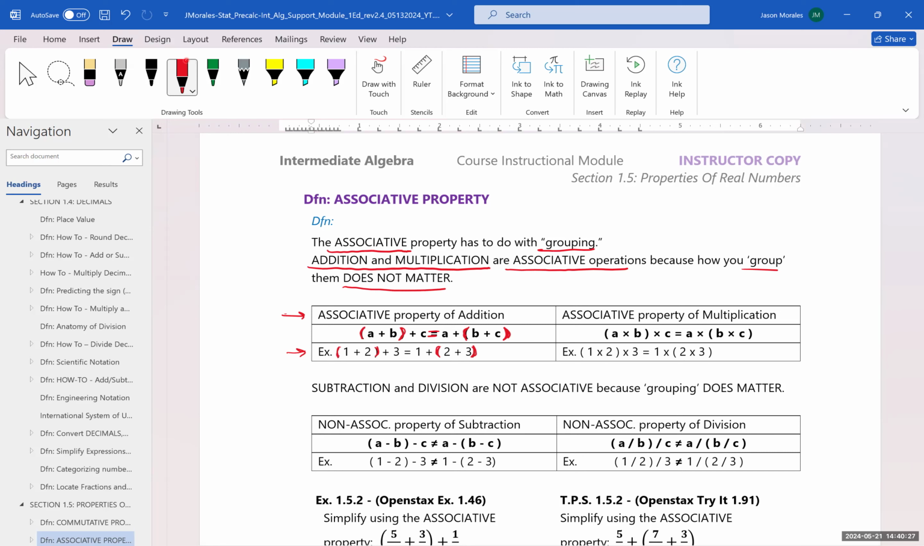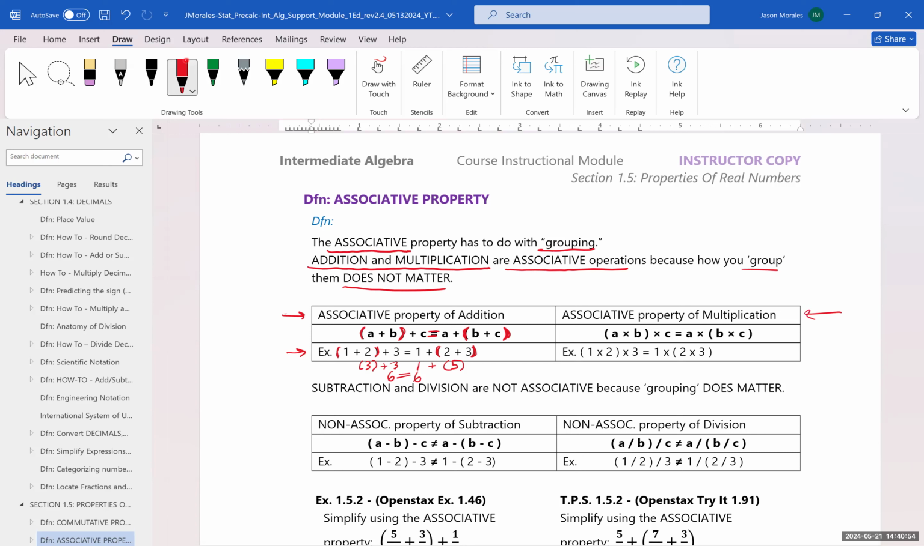So 1 plus 2 is 3, and 3 plus 3 is 6. On the right-hand side, 2 plus 3 is 5, and 1 plus 5 is 6. So 6 on the left equals 6 on the right. So it didn't matter how we grouped around addition, it still gave us the same answer.